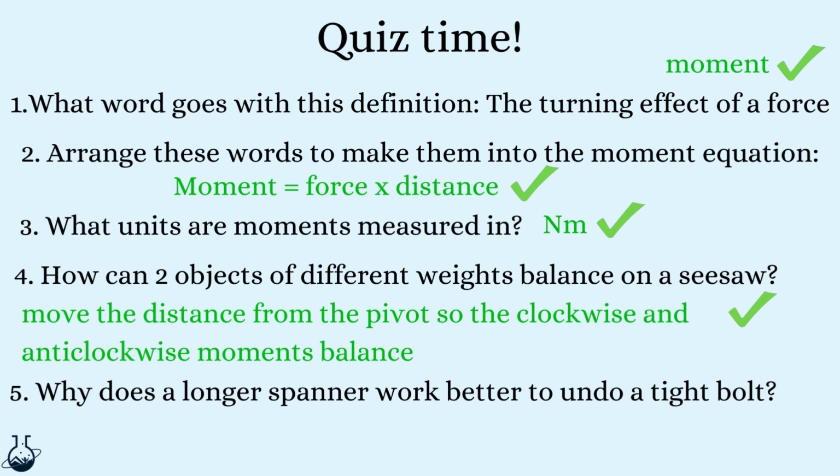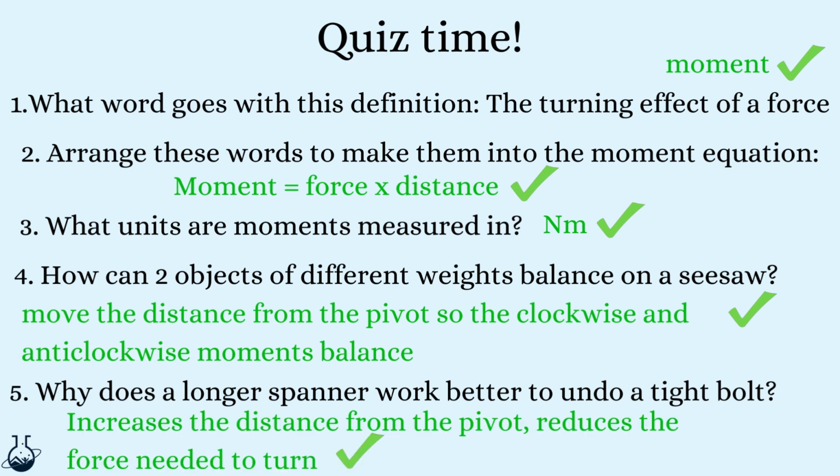And final question, number 5. Why does a longer spanner work better to undo a tight bolt? It increases the distance from the pivot, which reduces the force needed to turn.